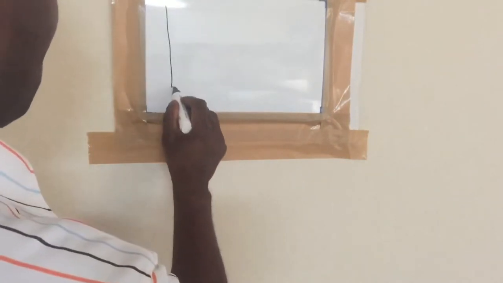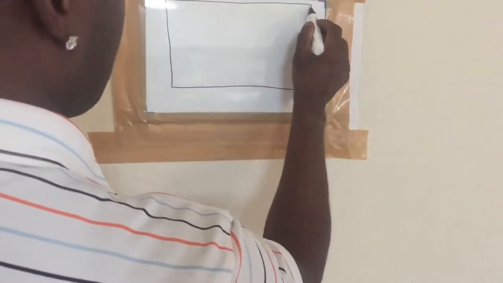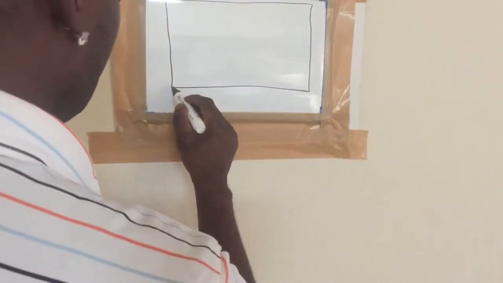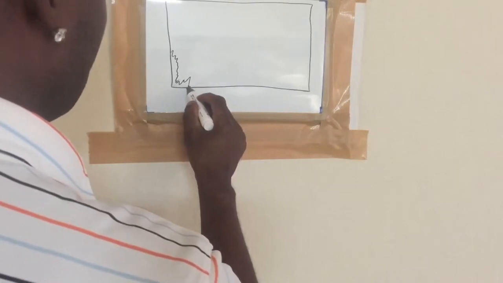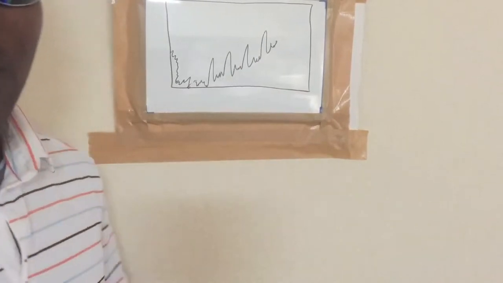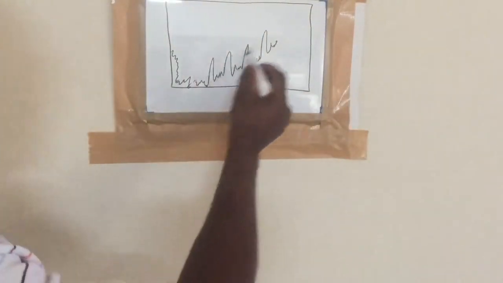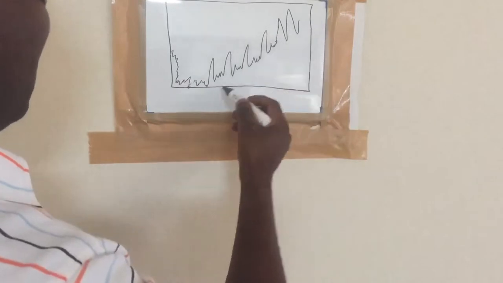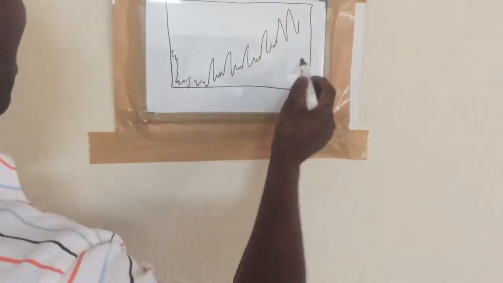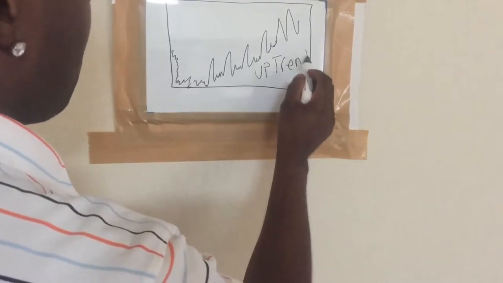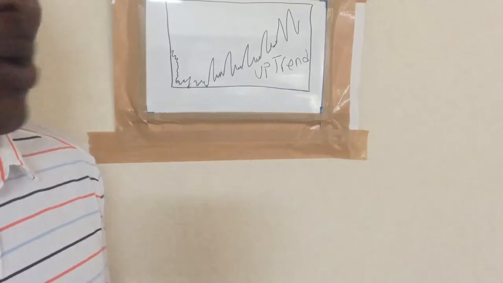Let's say this is your chart, the way it looks. Sorry, I'm not good at drawing. This is your chart. Now, let's make an example: this price started something like this, and it started bouncing this way. You see, this is how the price moves. This is exactly the way the price moves, and when it's moving this way, we say this is an uptrend. Sorry about my writing.